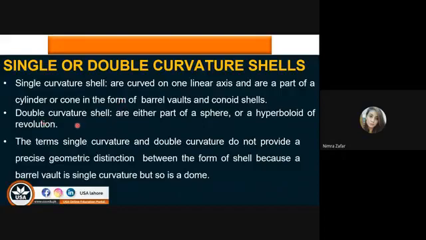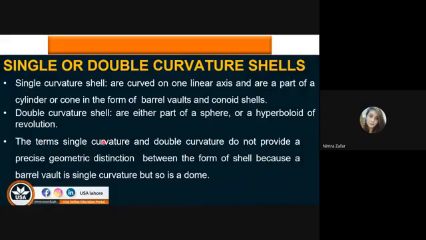Then we have double curvature shells. They are either part of a sphere or a hyperboloid of revolution. So these two are geometrical shapes, sphere and hyperboloid. So double curvature is the part of these shapes. Double curvature has two curvatures, one on this side and one on this side.